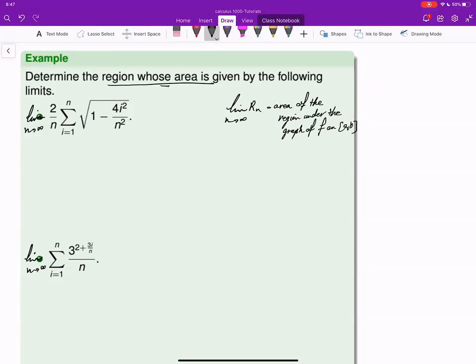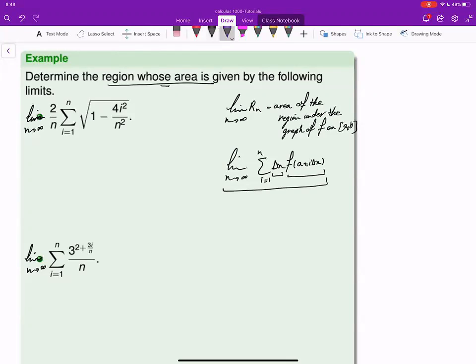Okay, so Rn itself is of the form the sum of delta x times f of a plus i delta x, with i going from 1 to n. Now, in these questions, we have to try to generate the pattern delta x times f of something, and then find what the function is, what the interval is, and how everything in this given sum is related to these.